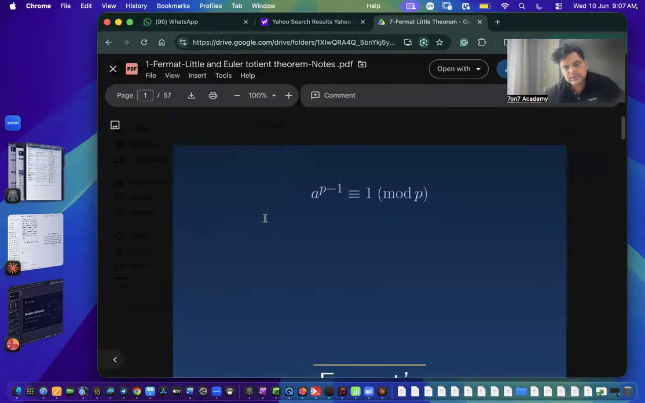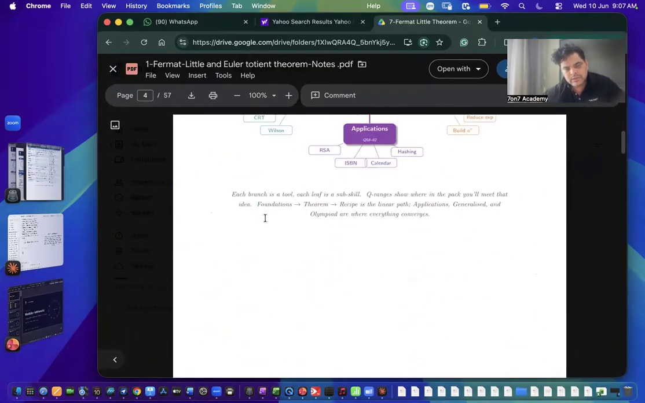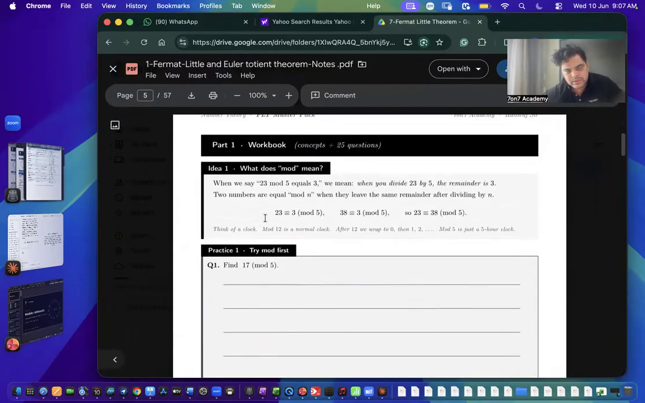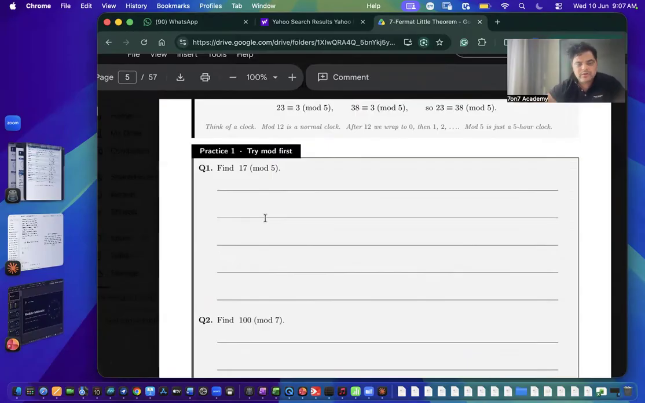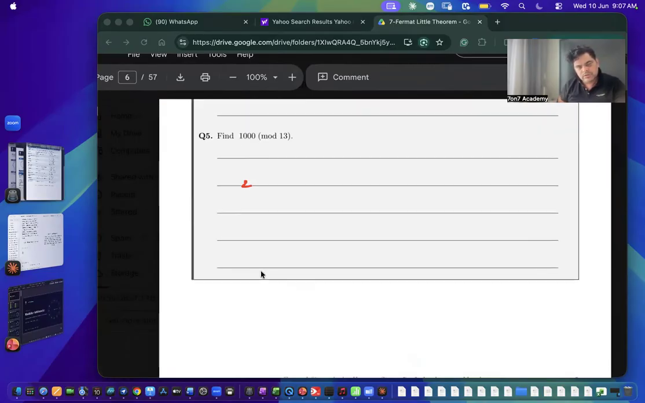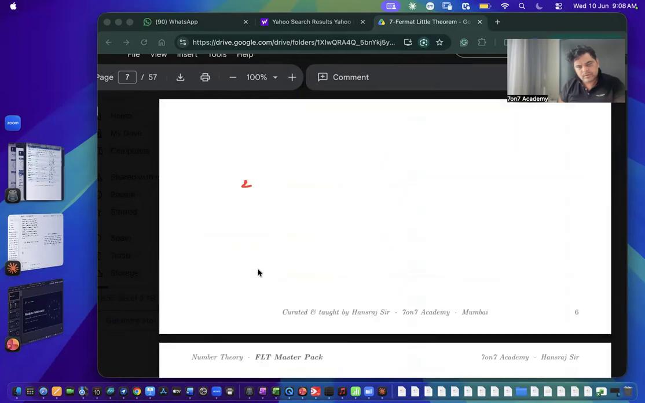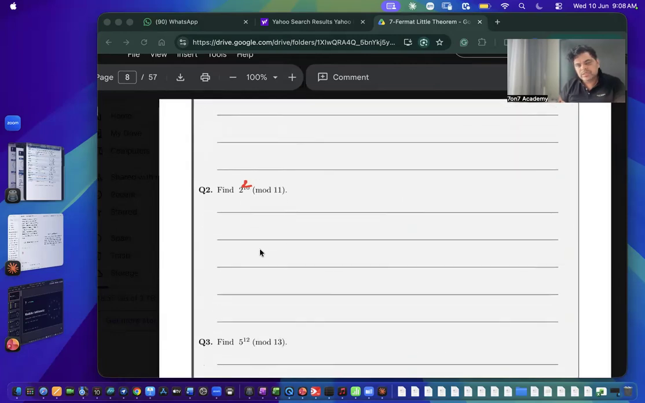So see, this is the Fermat's little theorem that I was doing. Let me go through each and every question. What is the value of the first question? You know now what it is. This would give what? 2. This also will get, this also will get, this also will get.